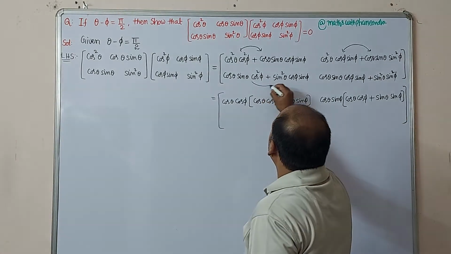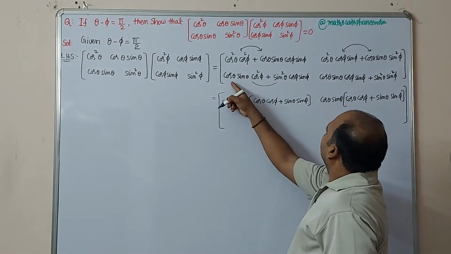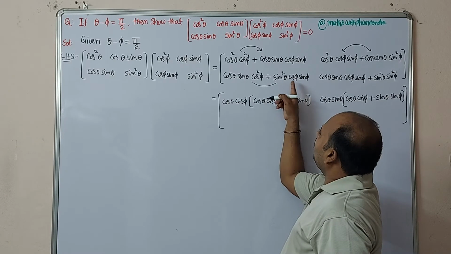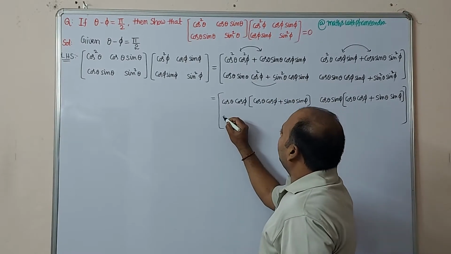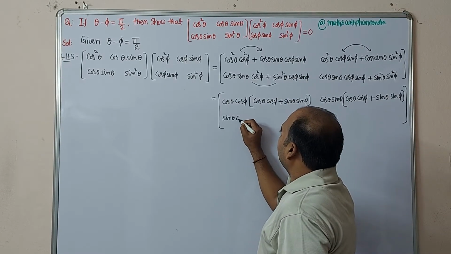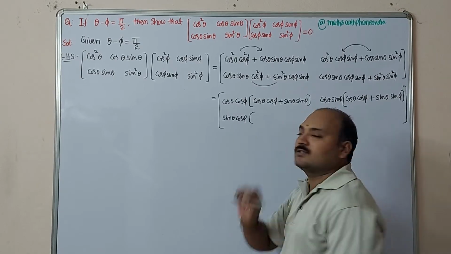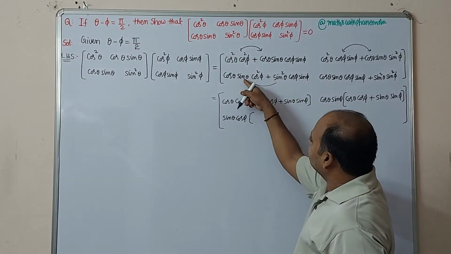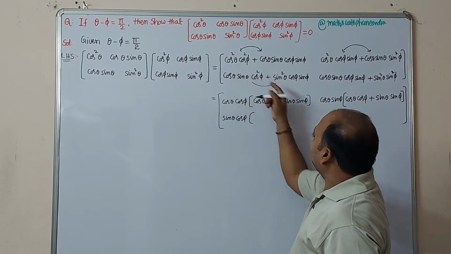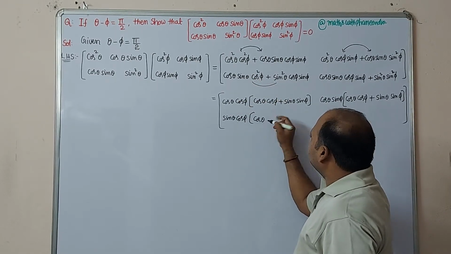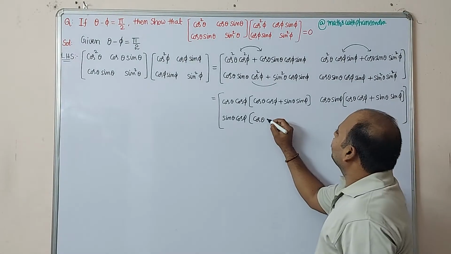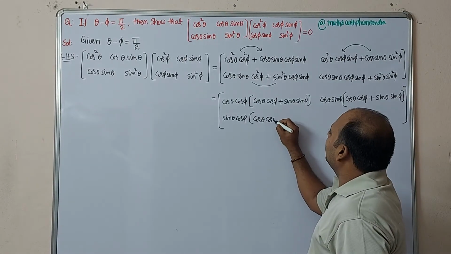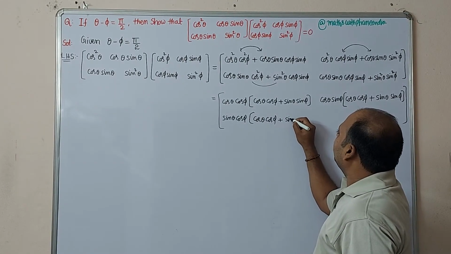Next, from these two, sin theta and cos phi. Sin theta into cos phi take common, dear students. So cos theta sin phi if you take, sin theta cos phi if you take, cos theta cos phi will be there now. Again this bracket value only will come. Cos theta cos phi plus sin theta sin phi.